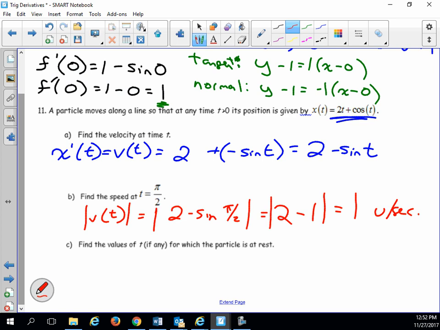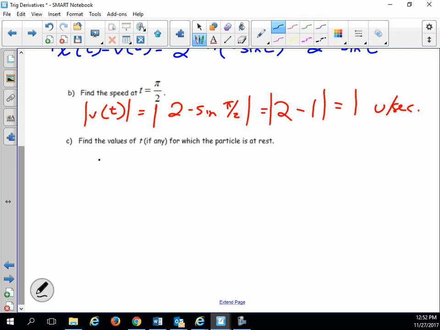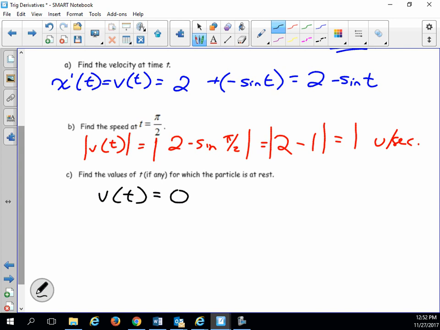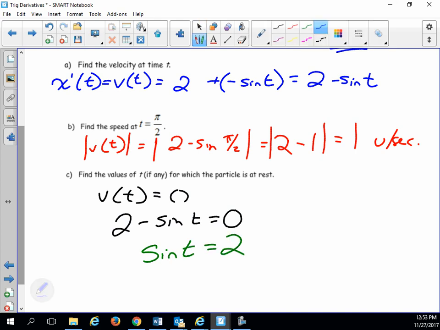Find the values for which the particle is at rest. If the particle is at rest, that means that v of t has to equal 0. Where does v of t equal 0? Well, there's my v of t. So 2 minus the sine of t has to equal 0. That means that sine of t has to equal 2. Well, I have a question for you. For what angle does sine equal 2? If you remember, how high does sine go and how low does sine go?